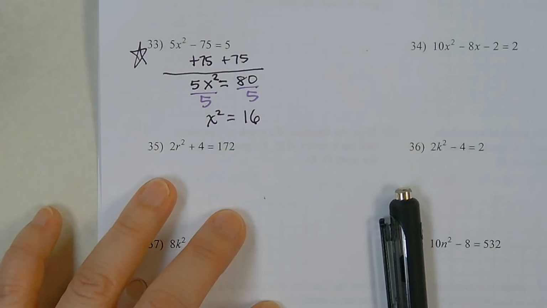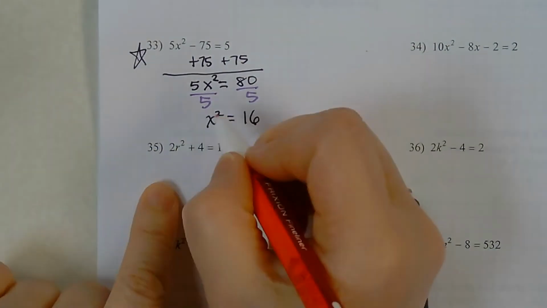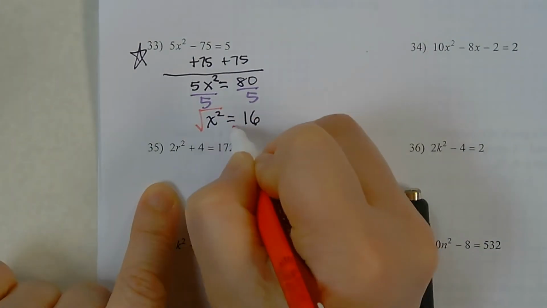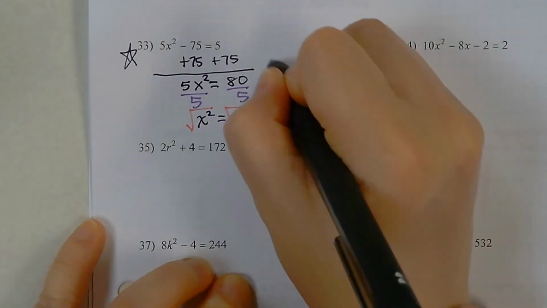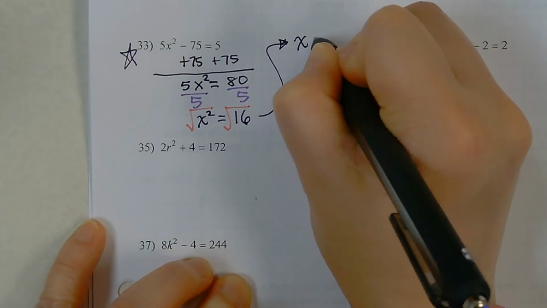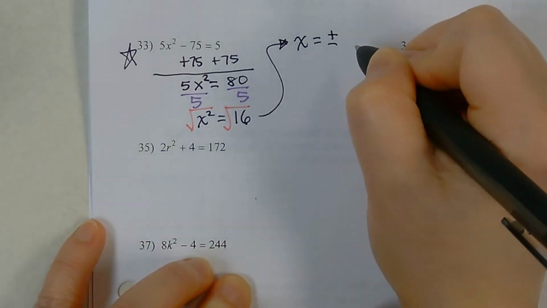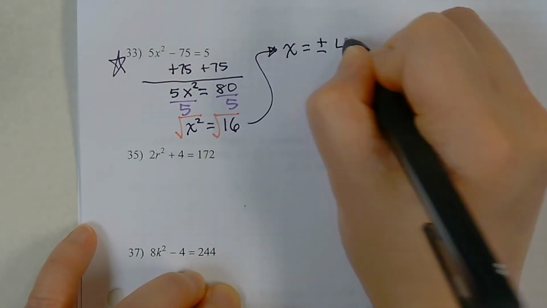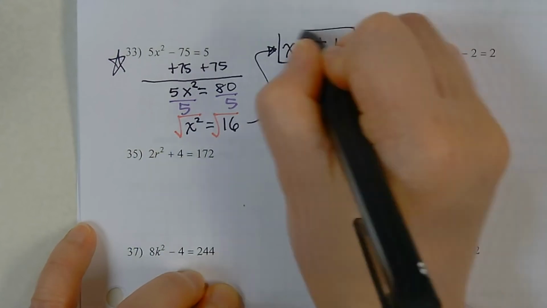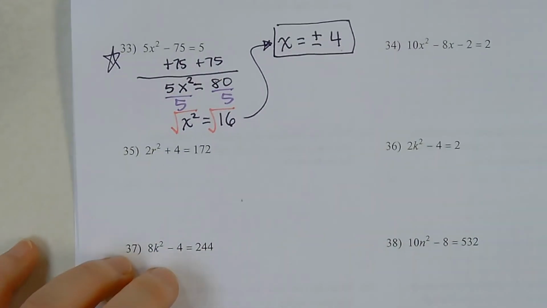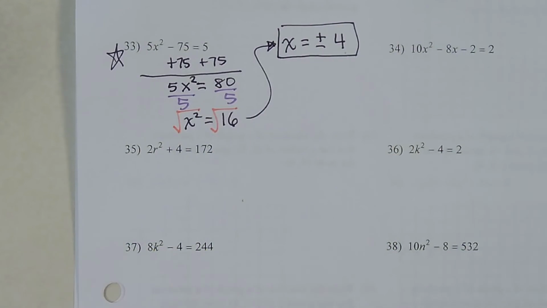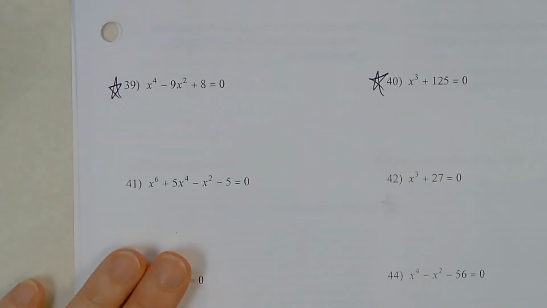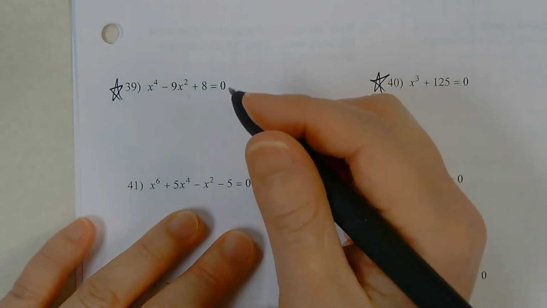All right, and then from there, we're going to get rid of that square. The only way to do that is to square root both sides. And then we get, just put it up here, x is equal to plus or minus the square root of 16, which is going to be 4. And that's my answer. All right, don't forget the plus or minus. There are 2 different answers there. All right, getting close to being done with all the equations.